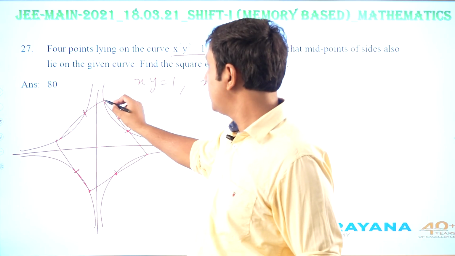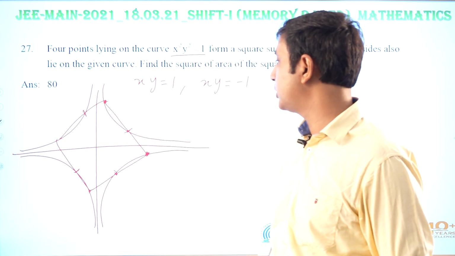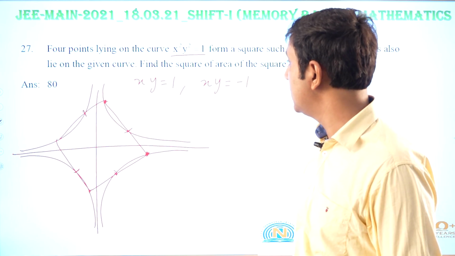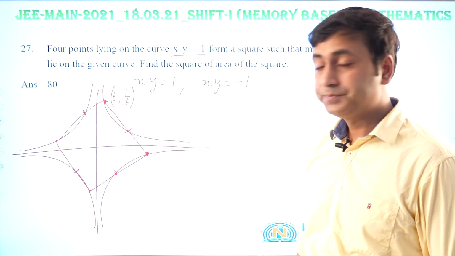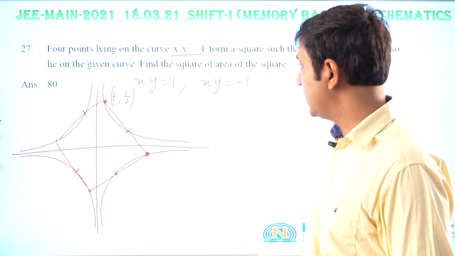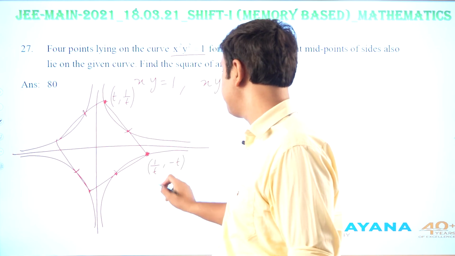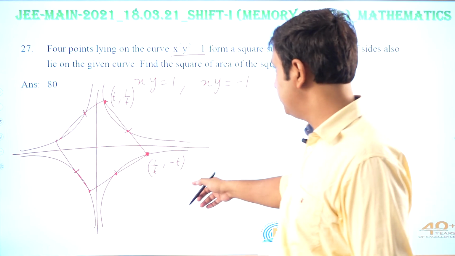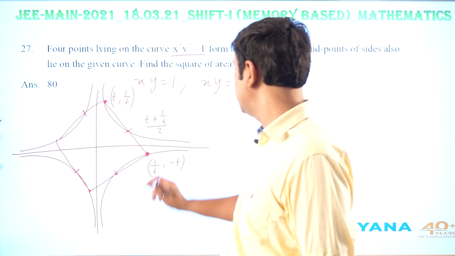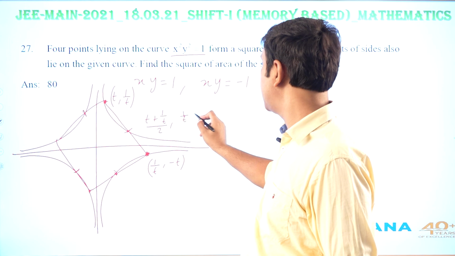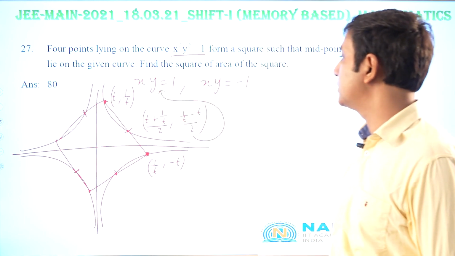Now due to symmetry we know these two points, the abscissa of this point and the ordinate of this point have the same magnitude. This is negative but same magnitude. Let us take this point as t comma 1 by t, as this point lies on xy is equal to 1, and this point similarly we can assume as 1 by t comma minus t. Midpoint will come out to be (t plus 1 by t) by 2 comma (1 by t minus t) by 2, and the midpoint must lie on xy is equal to 1.